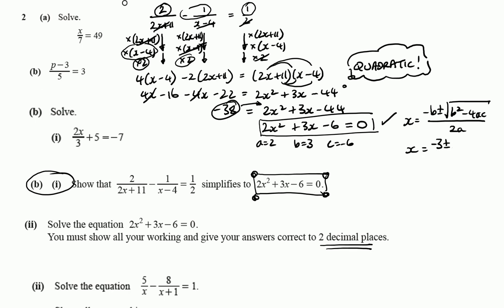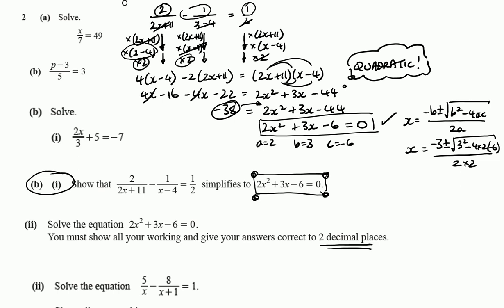Minus 3 plus or minus the square root of 3 squared minus 4 times 2 times minus 6, divided by 2a, 2 times 2. Notice how when I substituted in the negative number, I put it in brackets. This is very important, especially when you're using this formula, and especially when the value of b is negative. You absolutely must remember to put your negative numbers in brackets when you substitute them into formulas, otherwise your answers will be wrong most of the time.